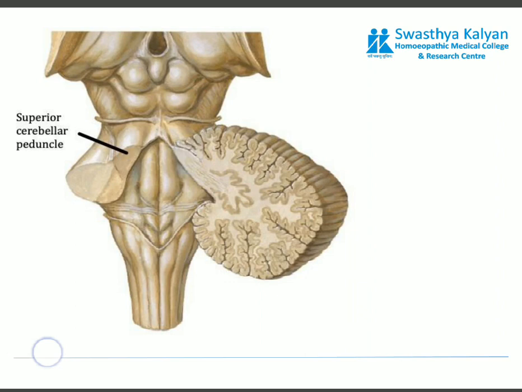On approaching the inferior colliculi, these two swellings that you see here are the superior colliculi and these are the inferior colliculi on the midbrain. As the superior peduncles reach the inferior colliculi, they converge and intermingle with each other and form part of the roof of the fourth ventricle.